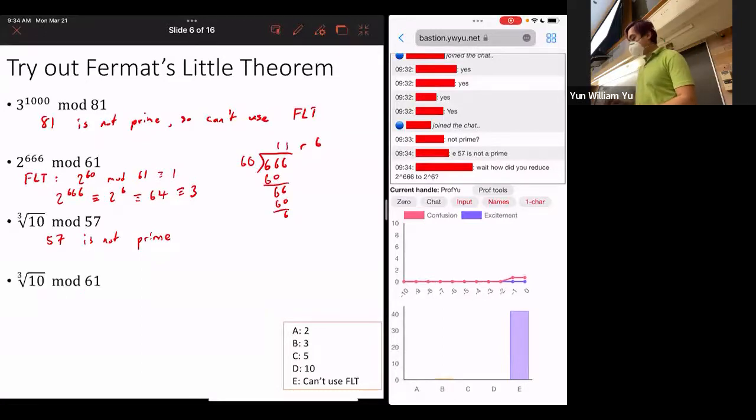Okay, what about this one? The cube root of 10 mod 61. So now, as we discussed earlier, 61 is prime.